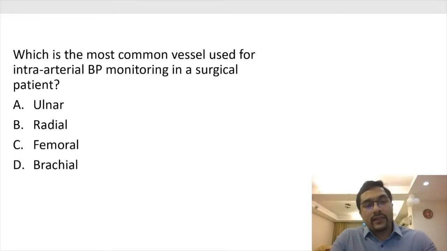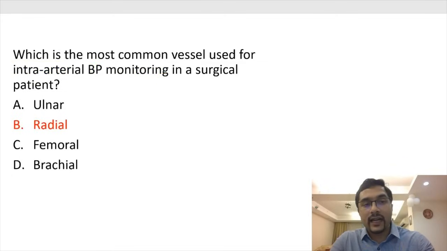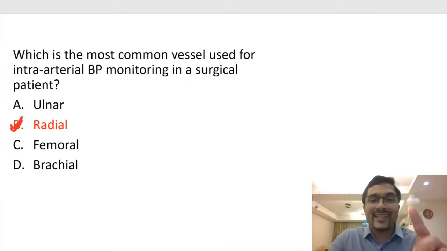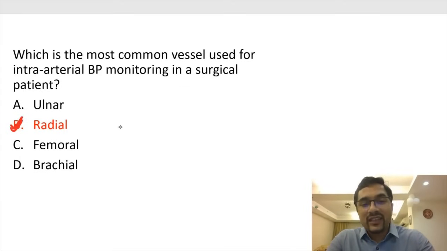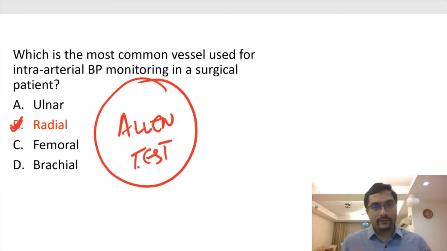Which is the most common vessel used for intra-arterial BP monitoring? So if you go to the ICU, intra-arterial BP monitoring is done in patients who are very critical, and the radial artery is used most commonly. But before using the radial artery, there is one test which you need to do. That test is known as the Allen's test. Only after the Allen's test will you use the radial artery for intra-arterial BP monitoring.